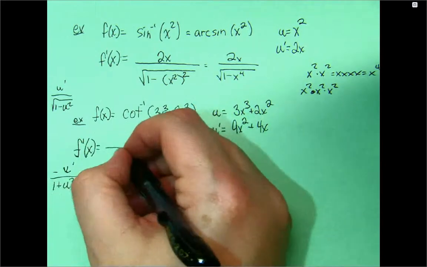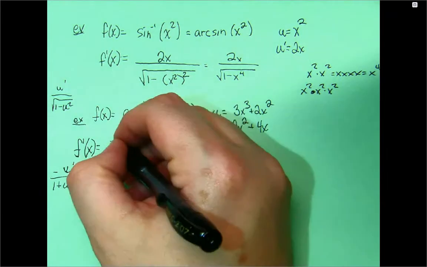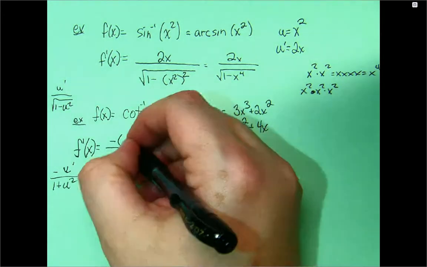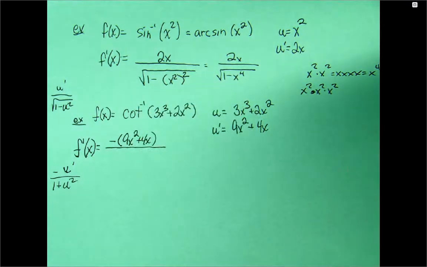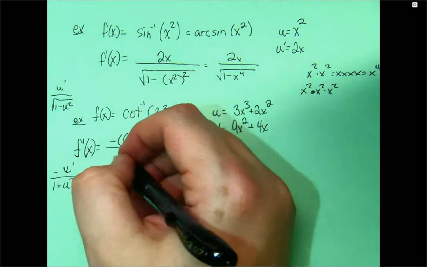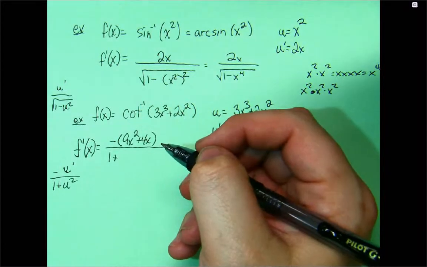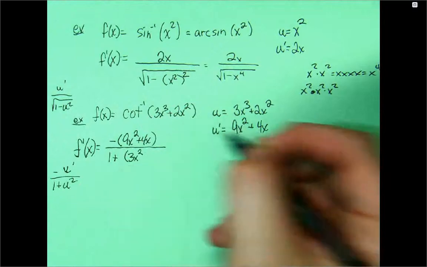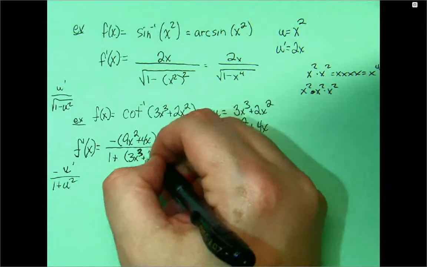What was u prime? Nine x squared plus 4x. And this is going to be 1 plus u squared: 3x cubed plus 2x squared, quantity squared.